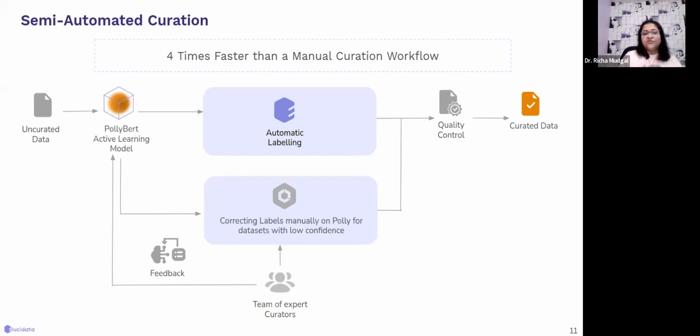Once they have that, they are able to correct it if it is wrong, and that goes back as a feedback loop, as you can see, to the model. This is the active learning process. So over time the model improves itself and becomes highly accurate. This infrastructure has enabled us to do this at least 4 times faster than a manual curation workflow.